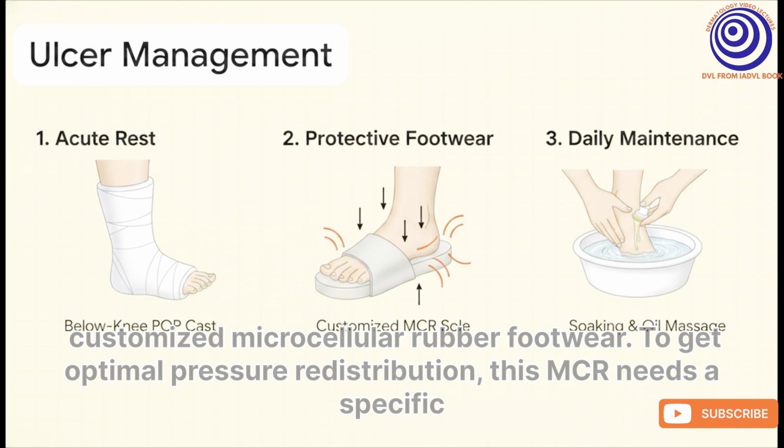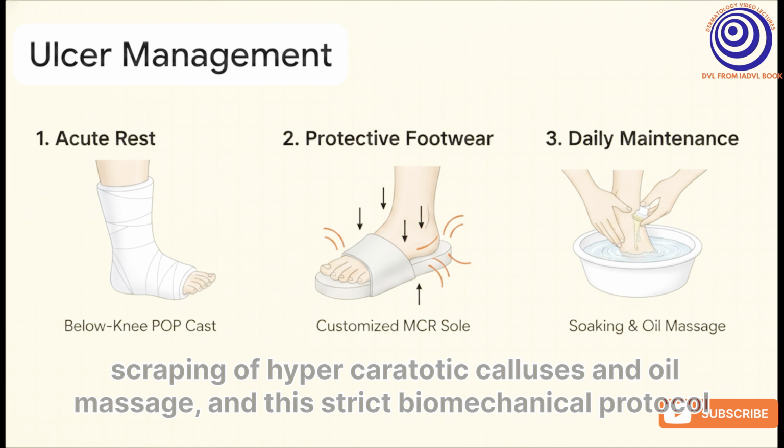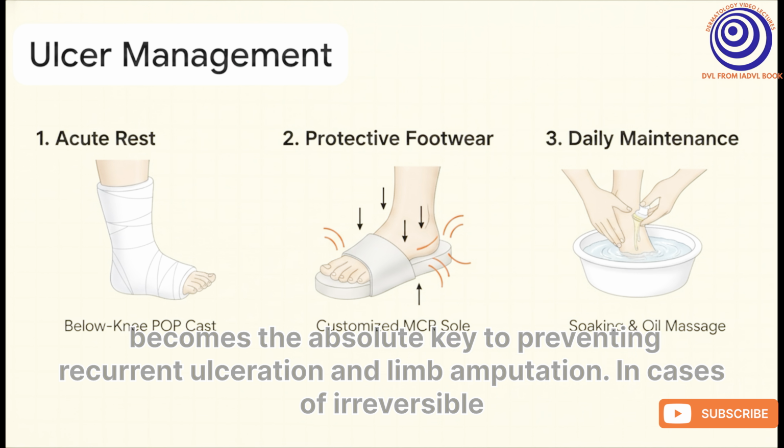To get optimal pressure redistribution, this MCR needs a specific density, typically a Shore A hardness of exactly 15. Combine that with daily hydration soaking, scraping of hyperkeratotic calluses, and oil massage, and this strict biomechanical protocol becomes the absolute key to preventing recurrent ulceration and limb amputation.